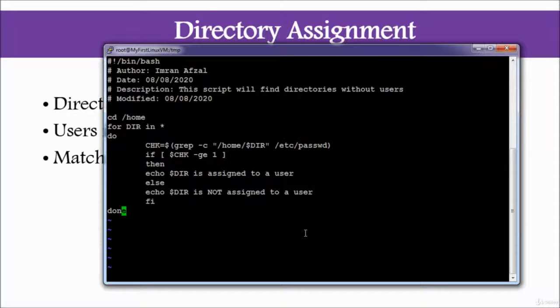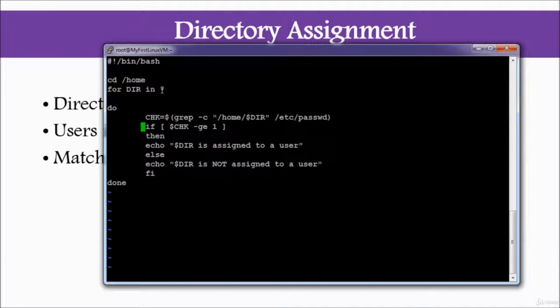Now let me explain again. What the script is doing is going into the home directory, finding everything in it and putting it into the dir variable. Then it defines another variable, which runs grep with the -c option, which does the count if it finds it, 1 or 2 or whatever. It greps from the list in this variable against /etc/passwd. If it finds even one match that has a user, meaning the check is greater than 0, then echo directory is assigned to a user. If it is below 1, then else, directory is not assigned to the user. And fi and done.